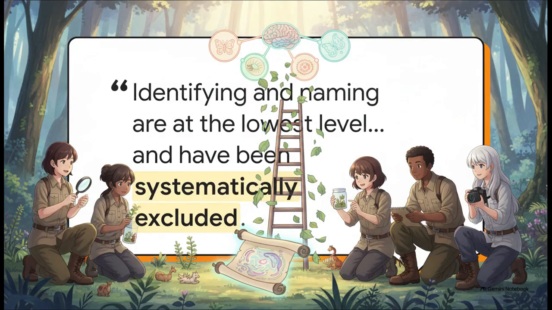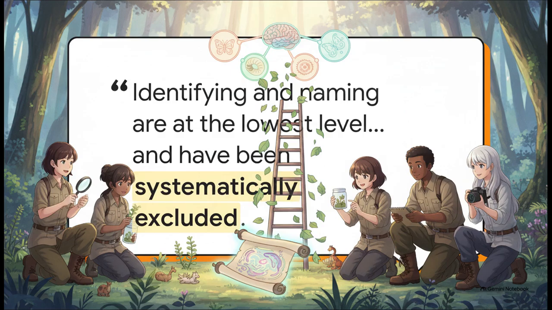Now, let's look at this impartially, because the taxonomy does have its critics. Some experts really take issue with treating it as this strict sequential hierarchy. Check out this quote from Susan Lawler. She's talking about field taxonomy in biology. She notes that identifying and naming are at the lowest level of cognitive skills and have been systematically excluded from university degrees because they are considered simplistic. Her argument is that by viewing Bloom's as a strict ladder, educators might mistakenly dismiss those lower levels as unimportant.